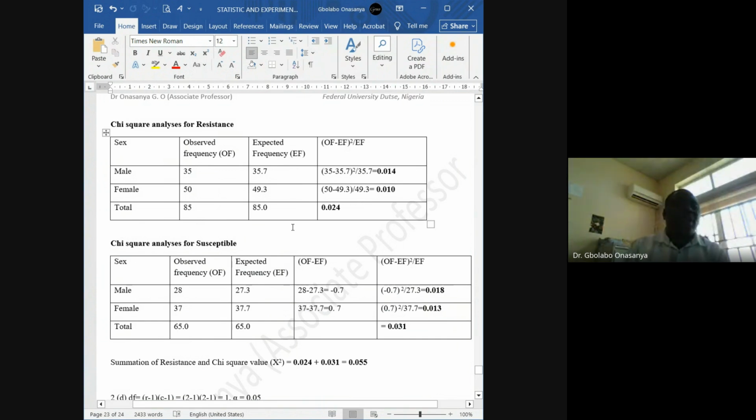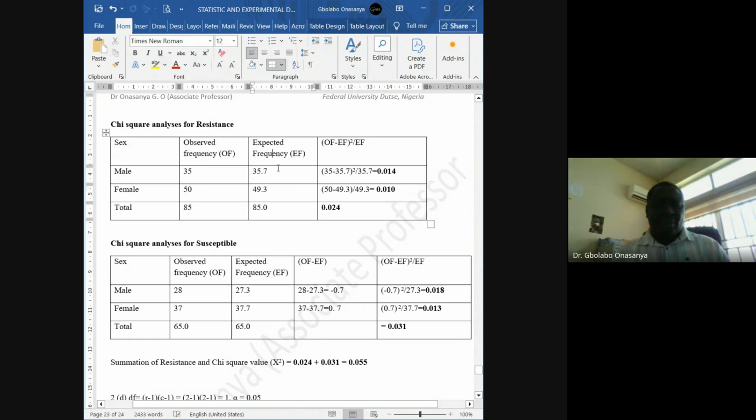Now, let us calculate chi-square for resistance. The formula is observed frequency minus expected frequency raised to power 2 over expected frequency. That is the formula for chi-square. Now, our observed here is 35, expected is 35.7. Then 35 minus 35.7 raised to power 2 over expected frequency 35.7, we get 0.014 for male.